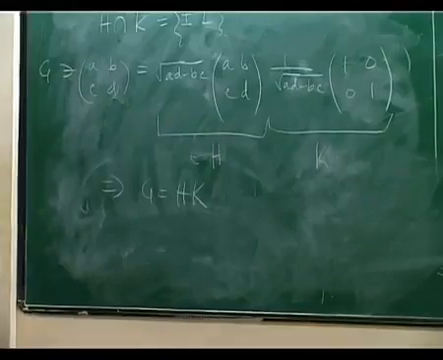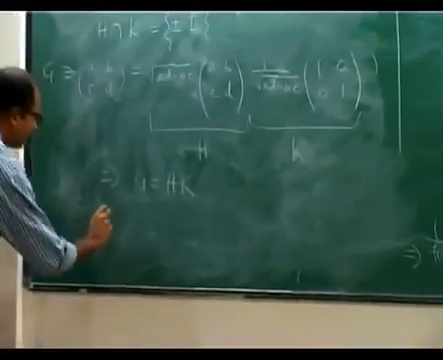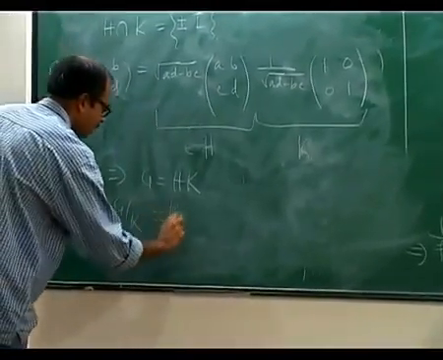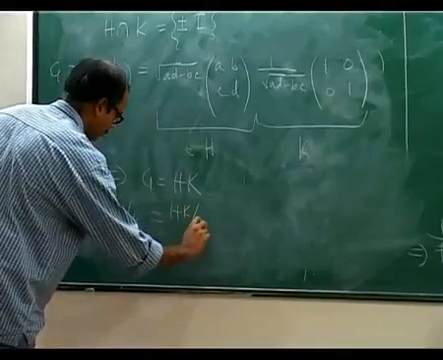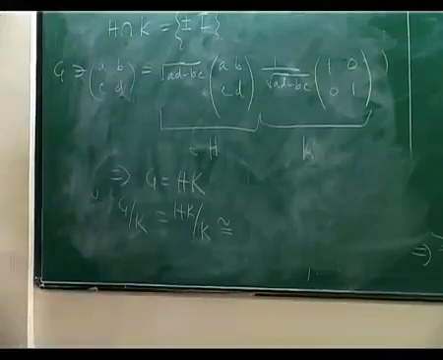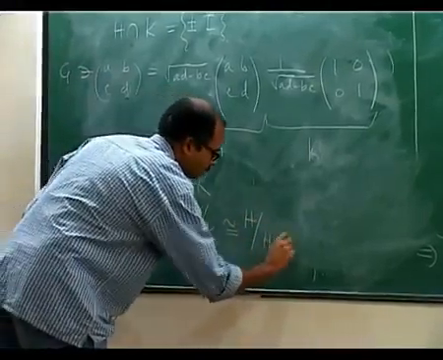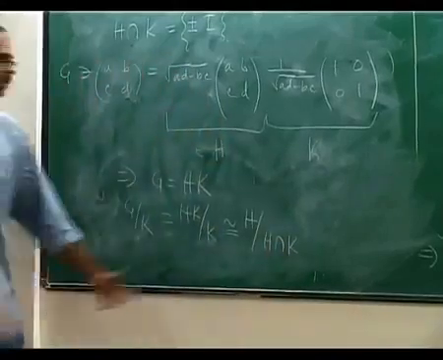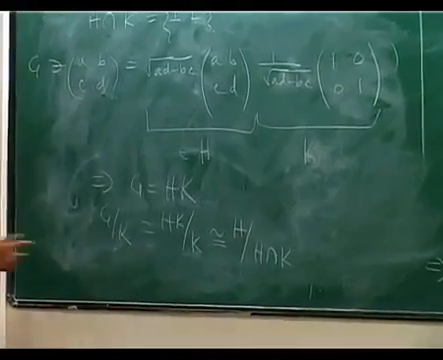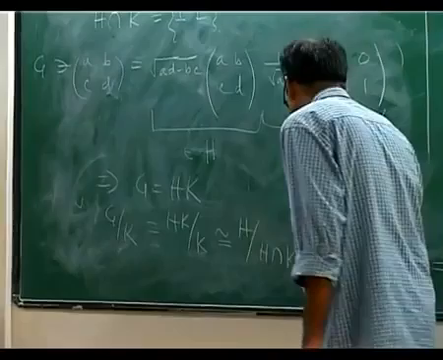So if G is HK, then I have this. So what is G by K? G by K is HK by K, which is isomorphic to H by H intersection K. This is our second isomorphism theorem. So that has a nice use here. It's the standard second isomorphism theorem.